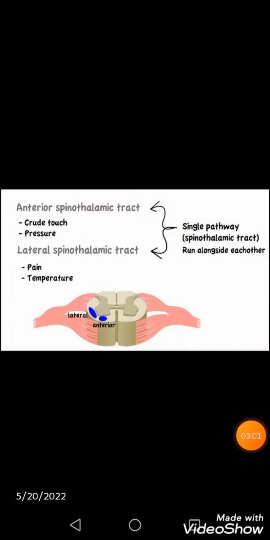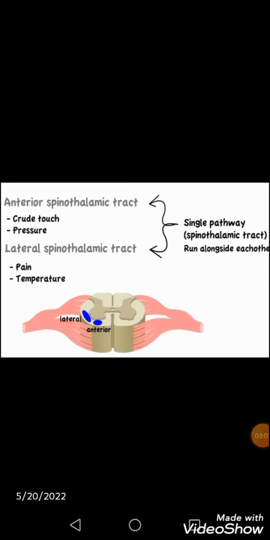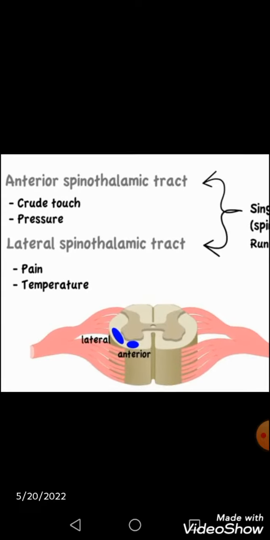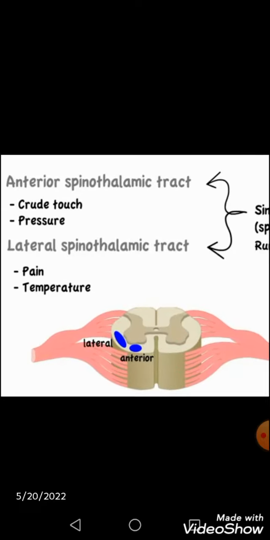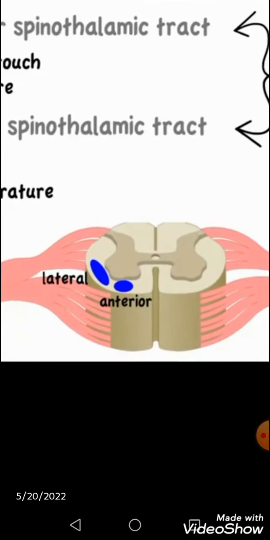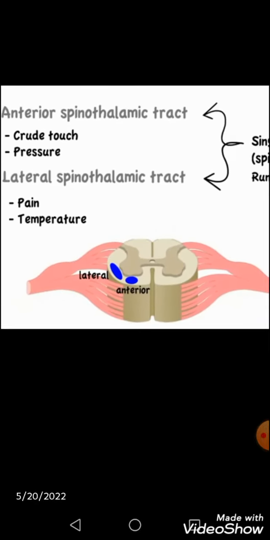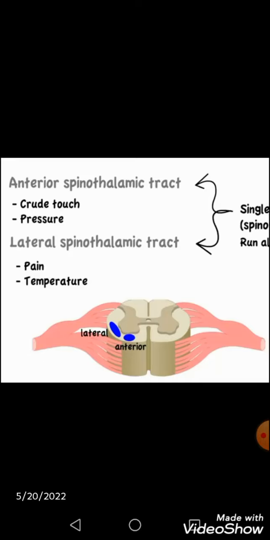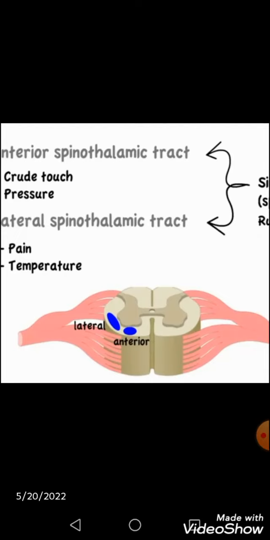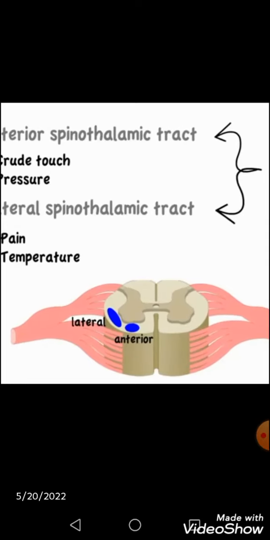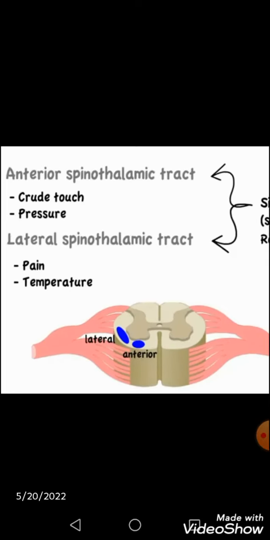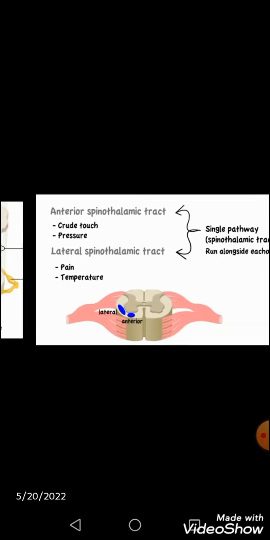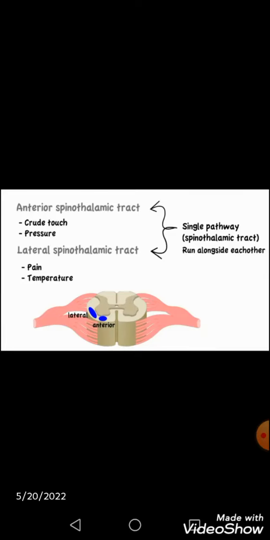Okay, but today we are going to talk about the spinothalamic tract. They are two in number, the anterior spinothalamic and the lateral spinothalamic respectively, as you can see in the cut section of the spinal cord. Now we have to learn what type of information they are carrying. The anterior one takes the crude touch and pressure sensation, and the lateral spinothalamic tract carries pain and temperature sensations, and both these run as a single pathway, right?